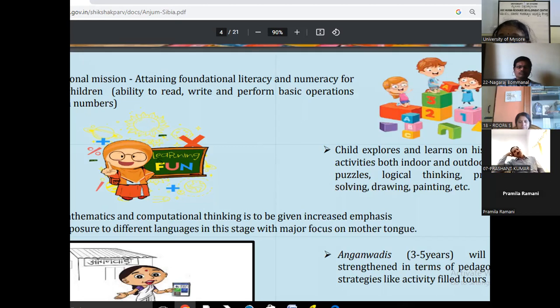Mathematics and computational thinking is to be given increased importance. Exposure to different languages at this stage is there, but with the major focus on the mother tongue, because all the languages are gateways of knowledge. Of course, I am a Kannadiga, I give a lot of importance to my mother tongue. But if I stick to Kannada and decide that I read books only in Kannada, then I'll be depriving myself of so many sources of knowledge which are there in English or Hindi. And how do we do it? It's through Anganwadis, that is during 3 to 5 years, strengthened in terms of pedagogy, with activity-filled tours and appropriate strategies.